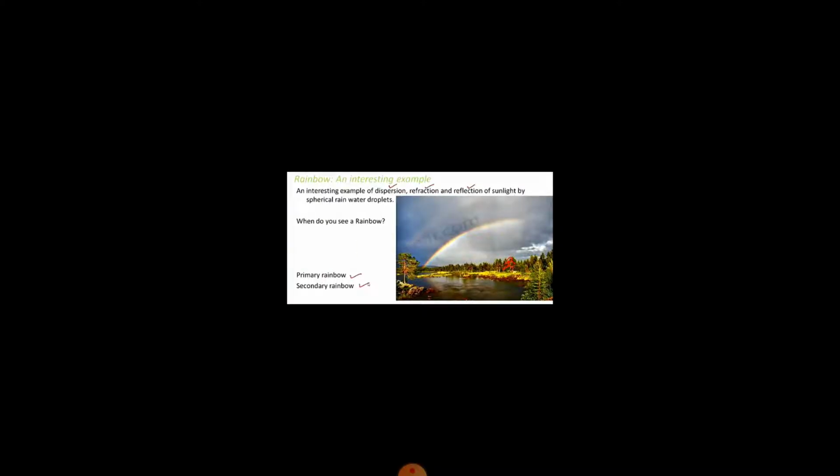When do you actually see a rainbow? If you observe, you will generally see a rainbow after rain. Let's suppose you had a heavy rain, then the rain almost stops, such that one part of the sky is almost sunny, whereas the other part is rainy. Now, if you stand keeping your back towards the sun, you will be able to see a rainbow. That is an observation. Why that happens, I will explain in the next two slides.